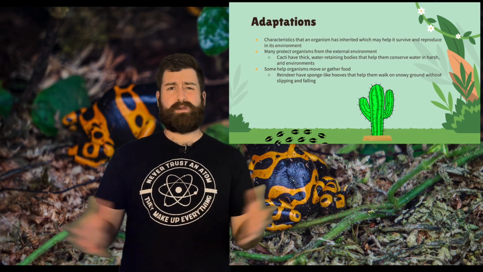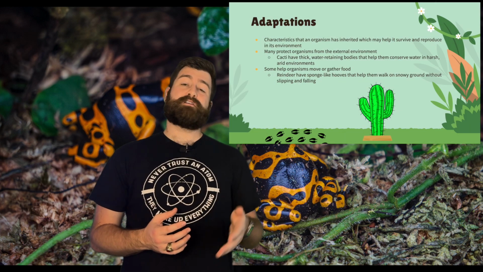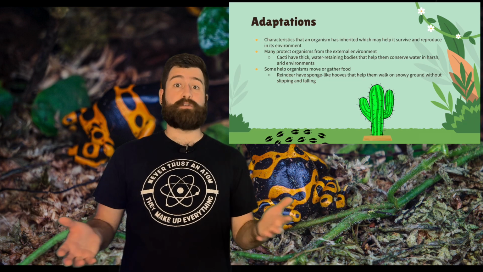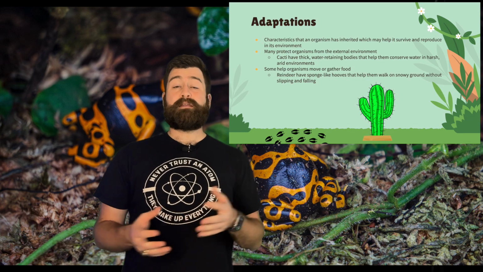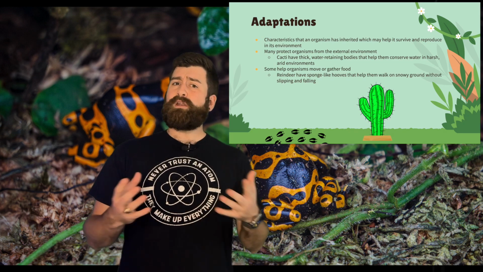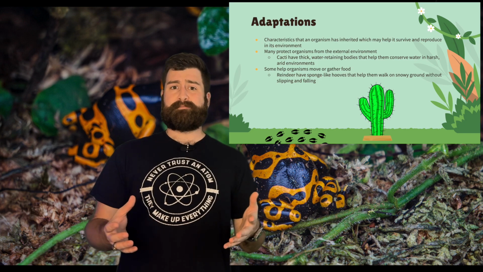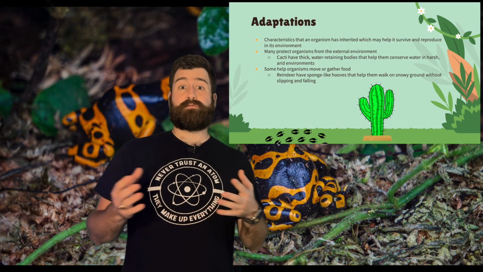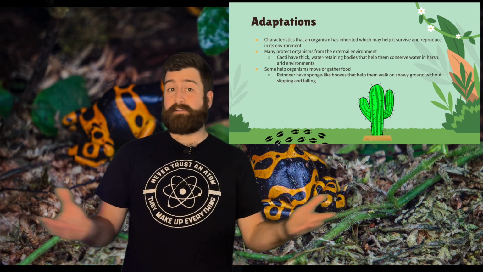But that's enough about mutations. Let's instead talk specifically about adaptations. What are they? Adaptations are characteristics that an organism has inherited, which may help it survive and reproduce in its given environment. Many of these protect organisms from the external environment. And one example of this is with cacti. Cacti have thick, water-retaining bodies which help them conserve water in harsh, arid environments such as the desert.